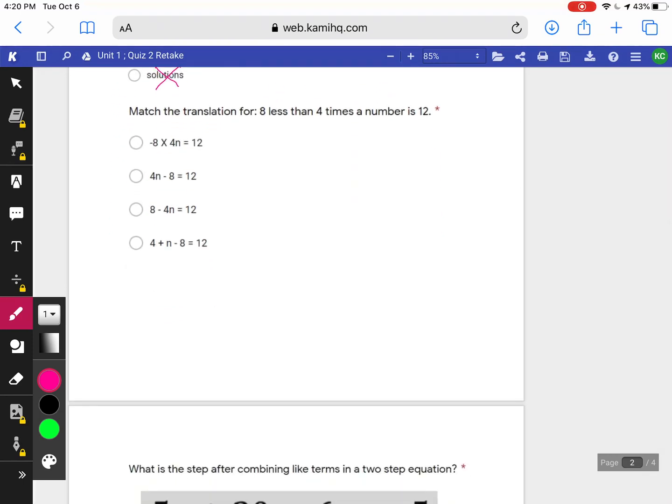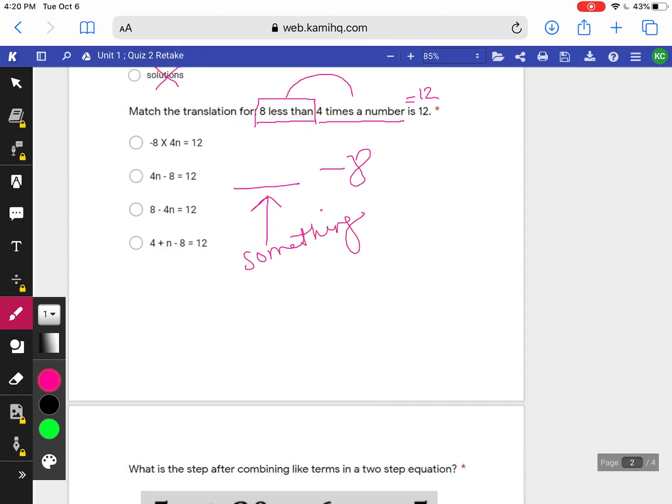Match the translation for 8 less than 4 times a number is 12. Now, we've talked about 8 less than, so 8 is less than something. In order to know what that something is, we would have to keep reading. 8 is less than 4 times a number is always equals 12. So 8 less than 4 times a number.